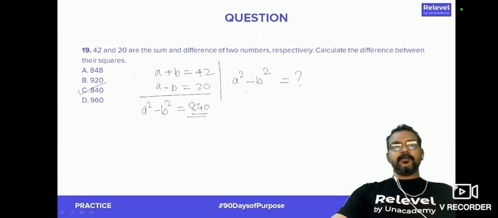42 and 20 are the sum and the difference. The difference between their squares, a squared minus b squared, is just the product of these two factors. So we have got 840.